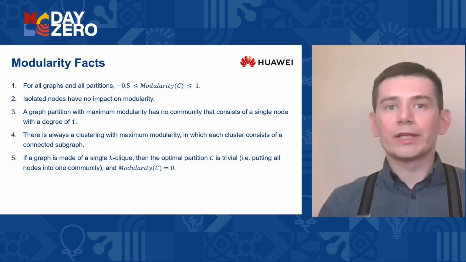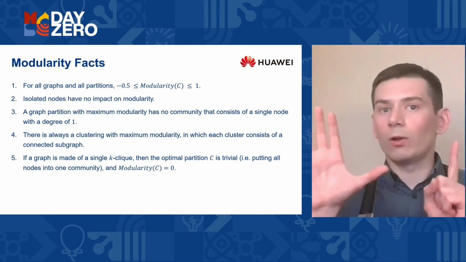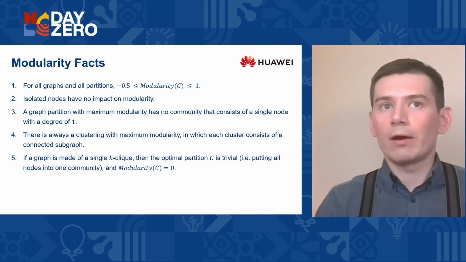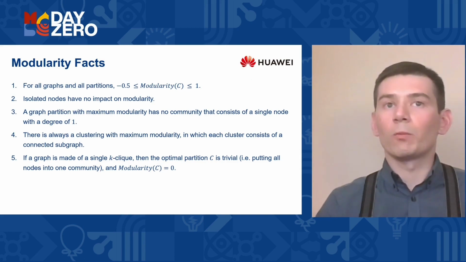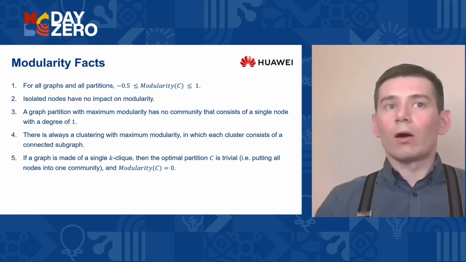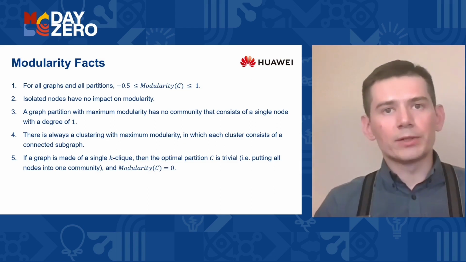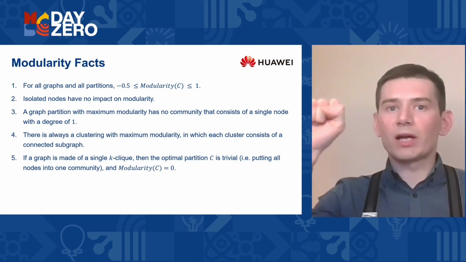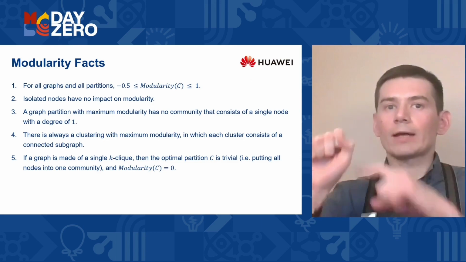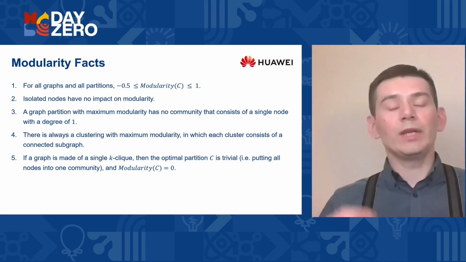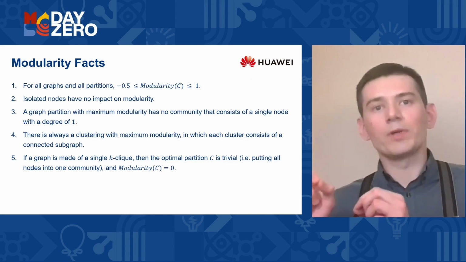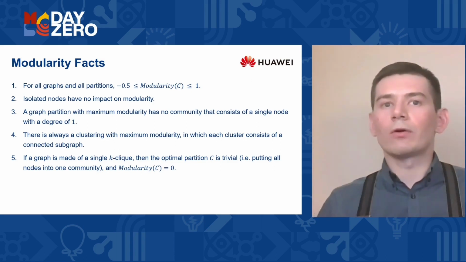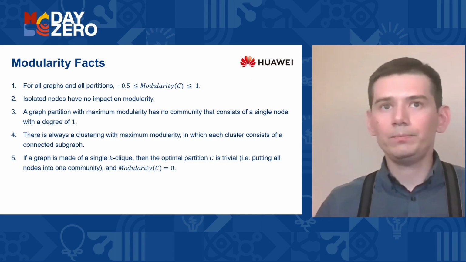For example, we know that if you have a graph with an isolated node, these isolated nodes will have no impact on modularity. Also, if we have a graph partition with maximal modularity, it is not possible to have a graph node with a degree of 1. If you have some node which is connected by just one edge, it must be colored together with the node it is connected to. This can be used as a kind of heuristic for local optimizations.